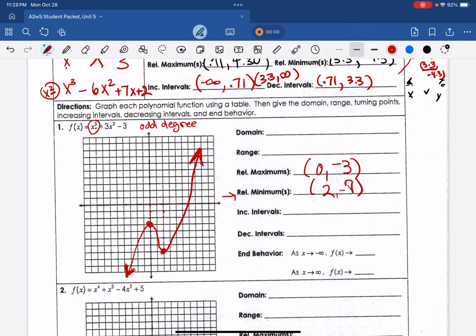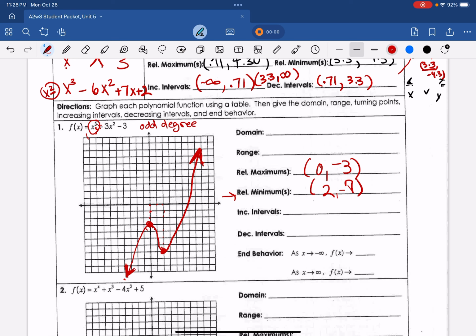All right, this one has 2 turning points, and we had a degree of 3. So we're going to have one less turning point than we have degrees. So if it's a 3rd degree polynomial, we're going to have 2 turning points. If it's a 4th degree polynomial, we'll have 3 turning points. If it's a 5th degree polynomial, we'll have 4 turning points, so on and so forth, okay? So we just need to recognize that when we see that odd degree, we know that we have ends going in different directions.